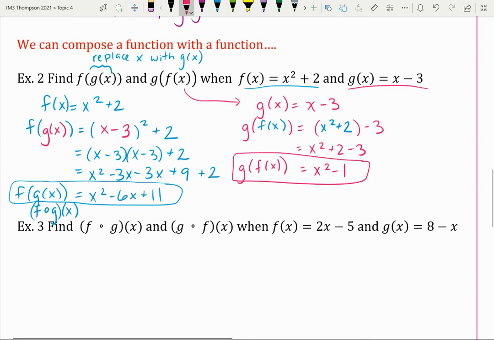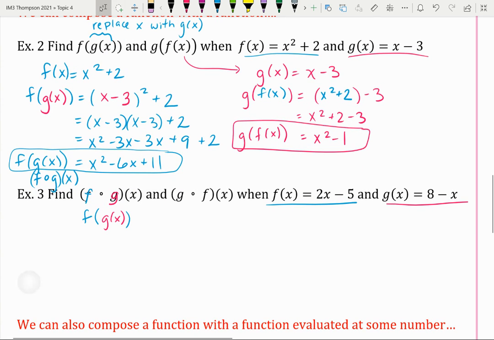Example 3 is very similar to example 2. It's just using the other notation, right? But they're equivalent. So this says f composed with g of x. This says f composed with g of x. They say the same thing, all right? So I could rewrite this if I wanted to. Let's see, if I color coordinate, I'll make this one blue again, and this one red again. So I could write this as f of g of x, or I could rewrite it as f of g of x. They're equivalent.